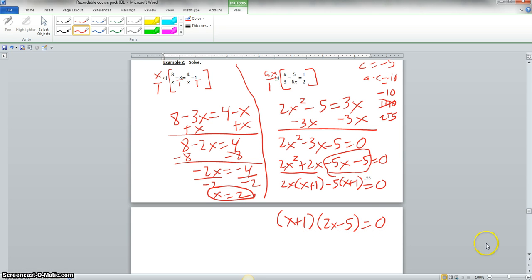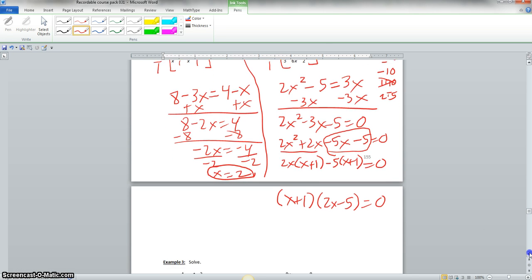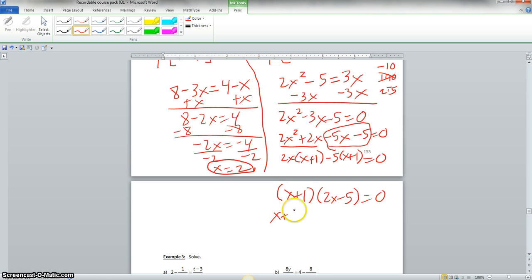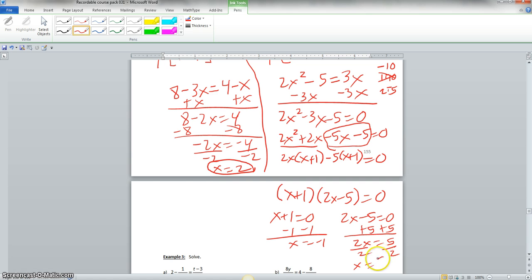Now we set both of these parentheses equal to 0. So we have x plus 1 equals 0, and 2x minus 5 equals 0. So we'll subtract 1 on both sides, and x is negative 1. Here we'll add 5 on both sides. We have 2x equals 5, and then divide each side by 2, and x is 5 halves.